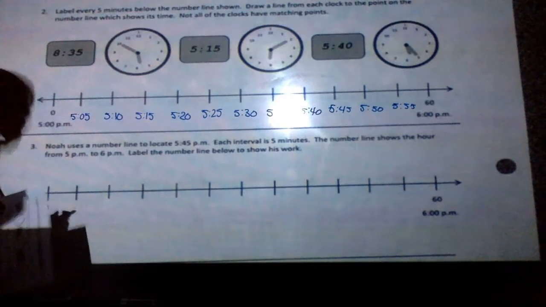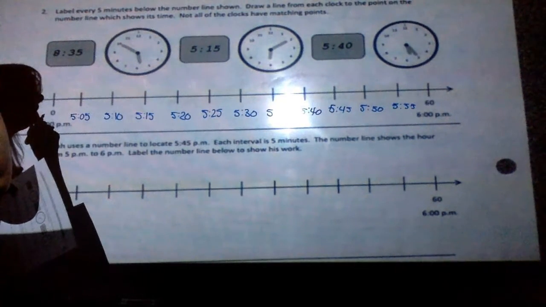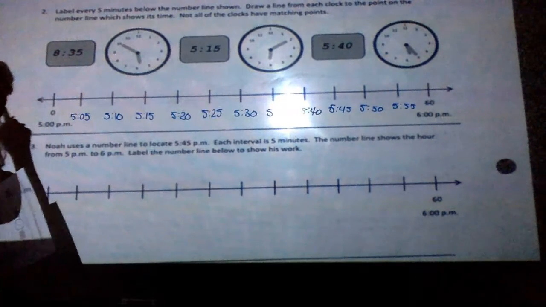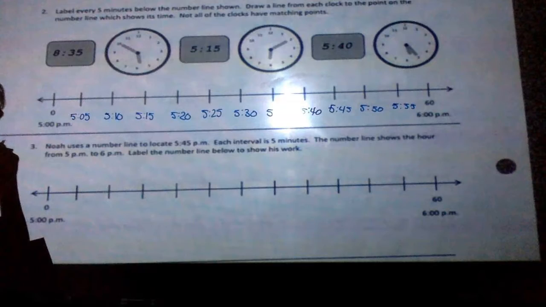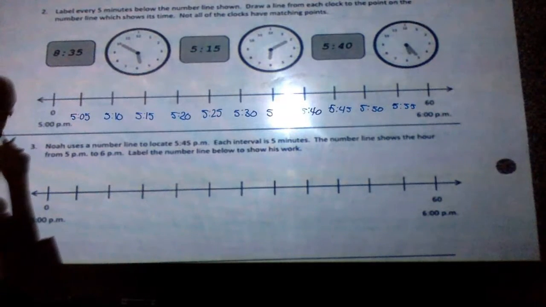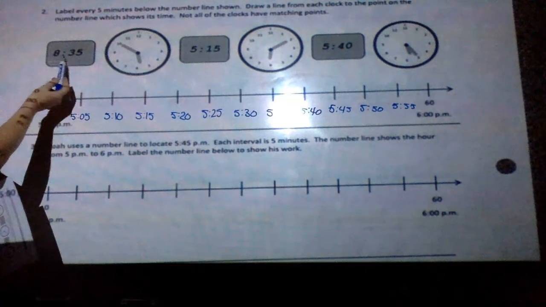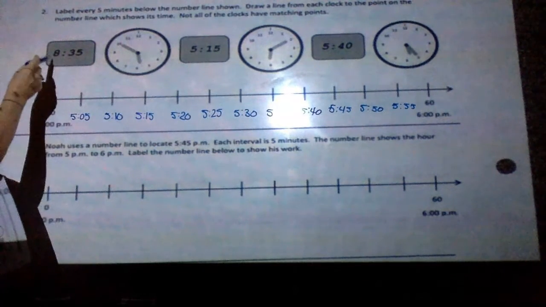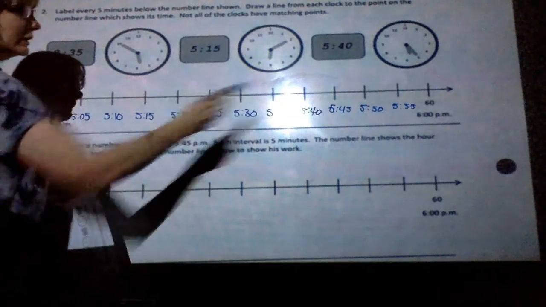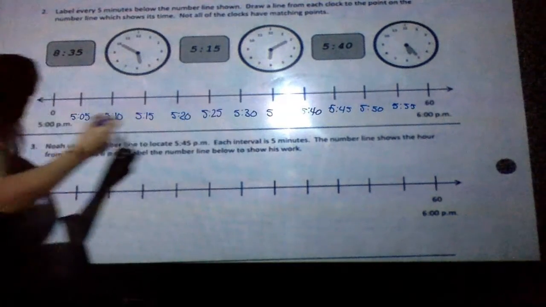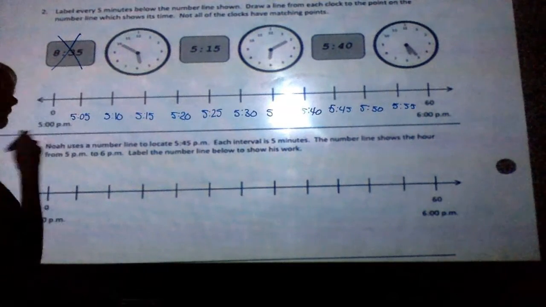Okay, when you've got all the times written, it now says draw a line from each clock to the point on the number line which shows its time. Not all of the clocks have matching points. This first clock right here says 8:35. 8:35 is not between 5 o'clock and 6 o'clock. It's not anywhere close to any of these. So this one, you do not have a spot on the number line for it.